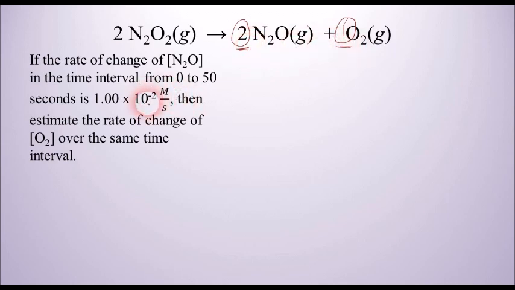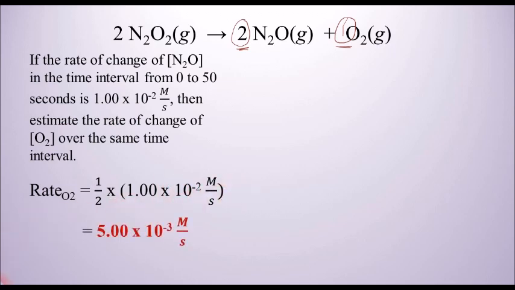And so if N2O is 1 times 10 to the negative second, we have to find basically half of that. When you divide that out or multiply by 1/2, you get this number right here. So it's 5 times 10 to the negative third molarity per second.